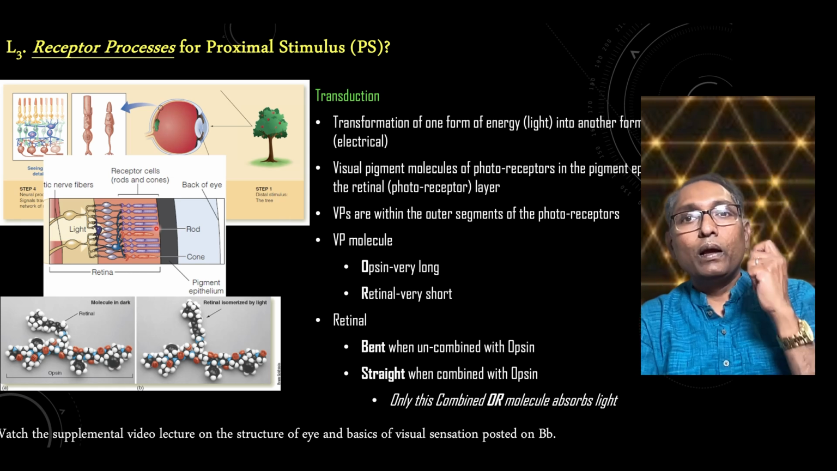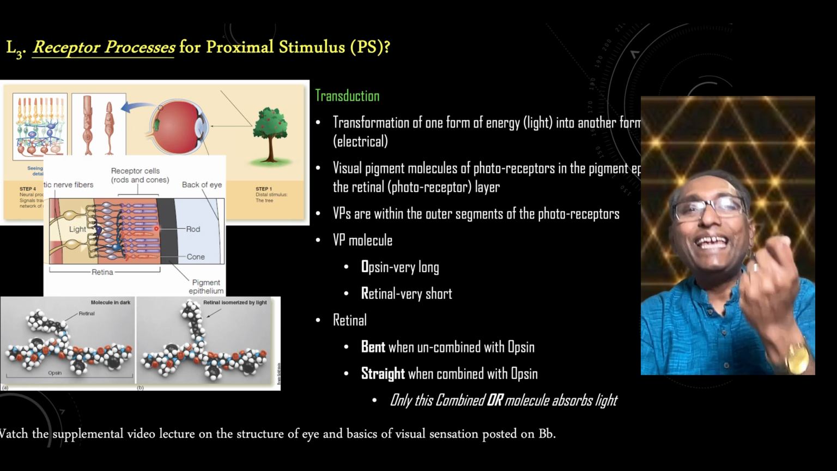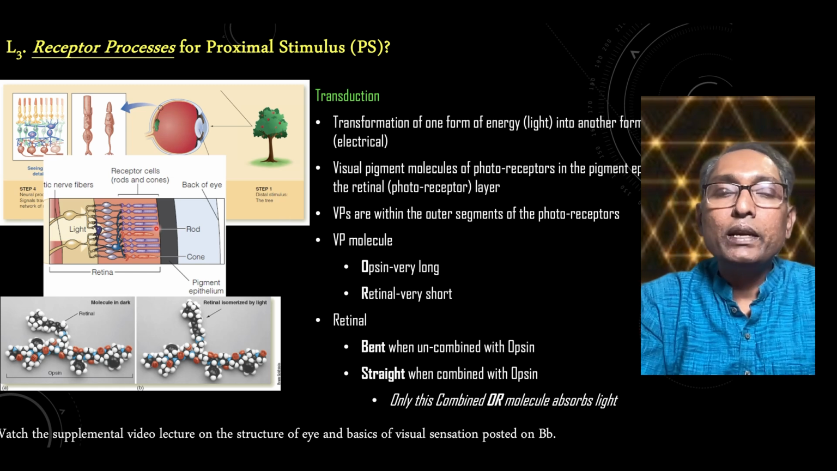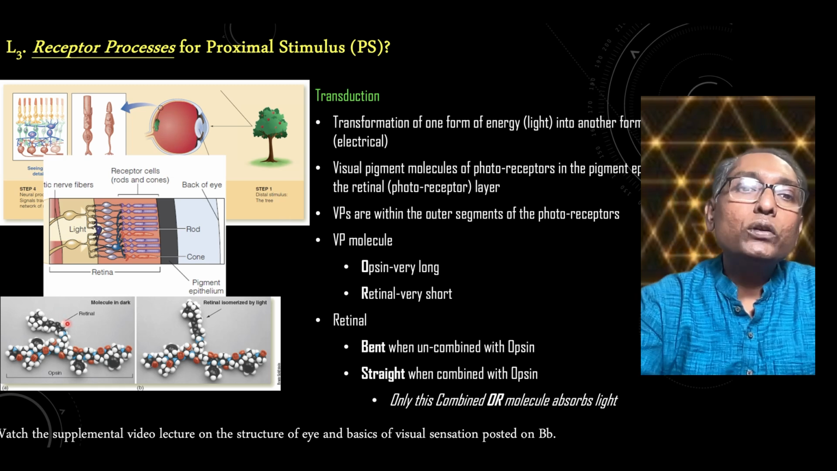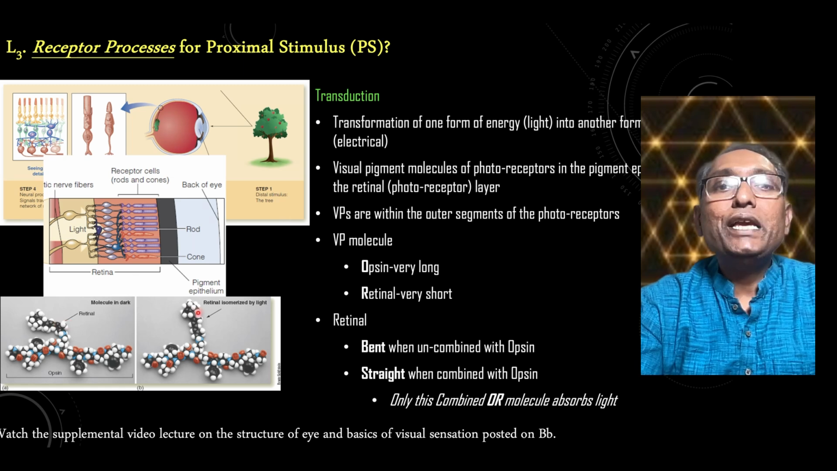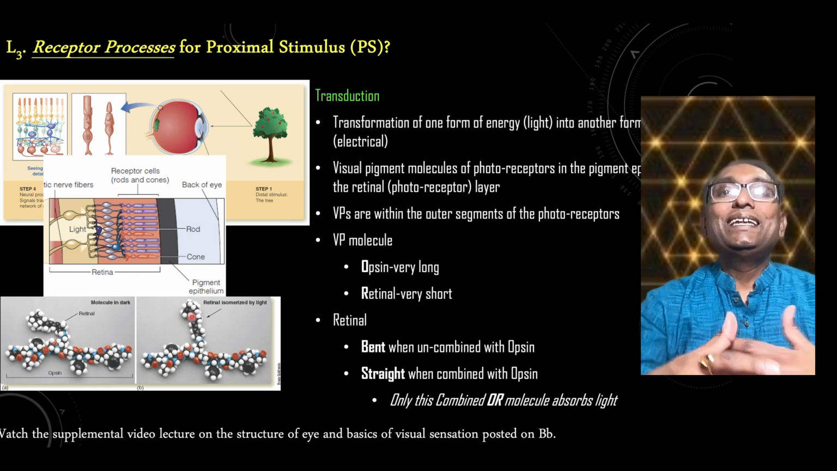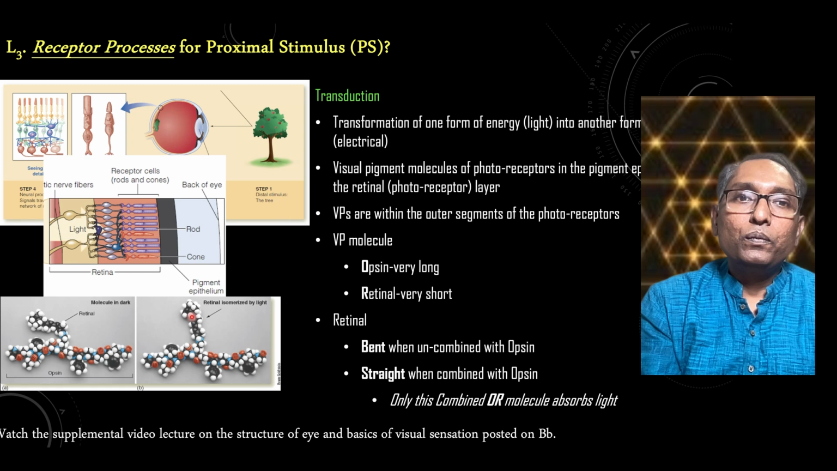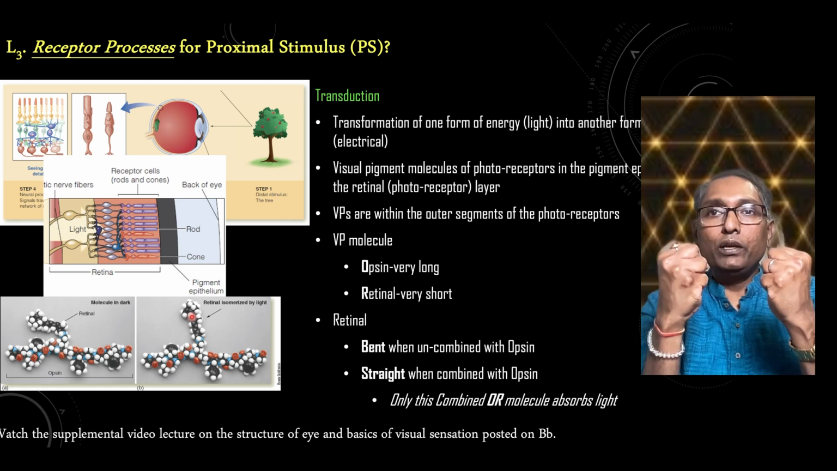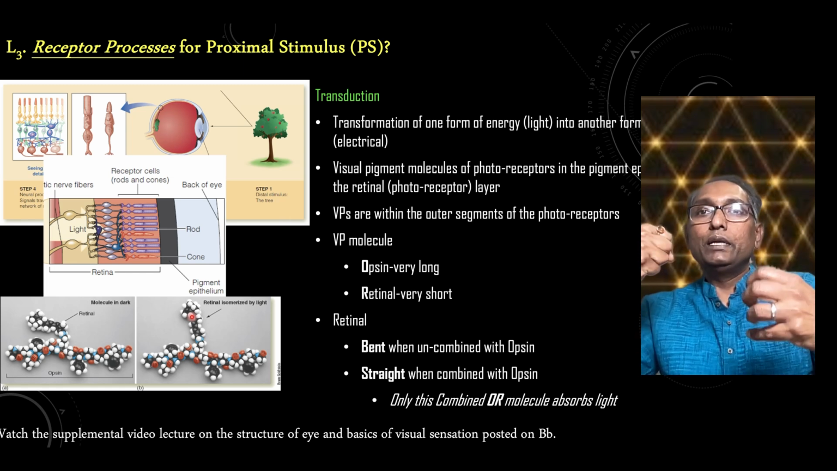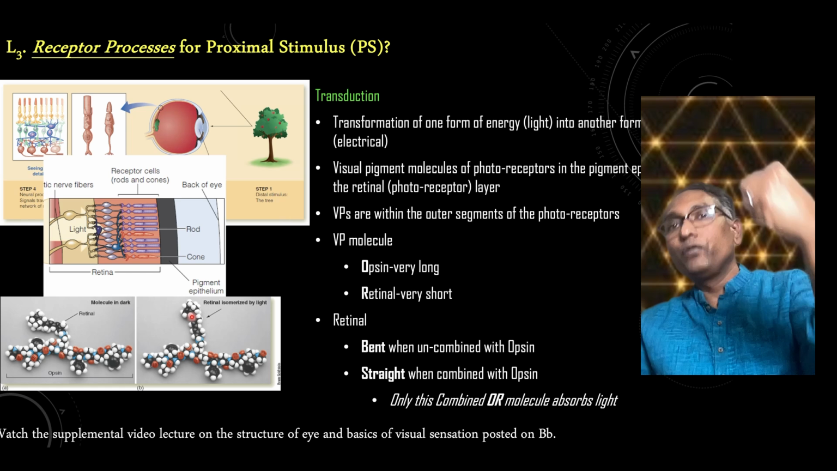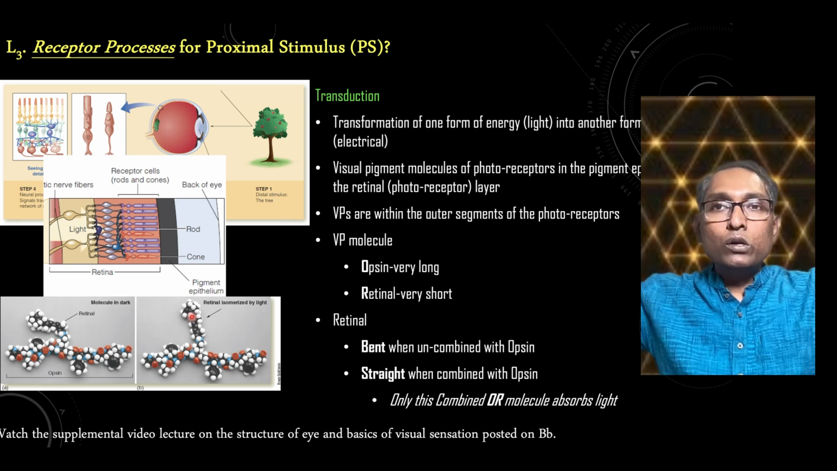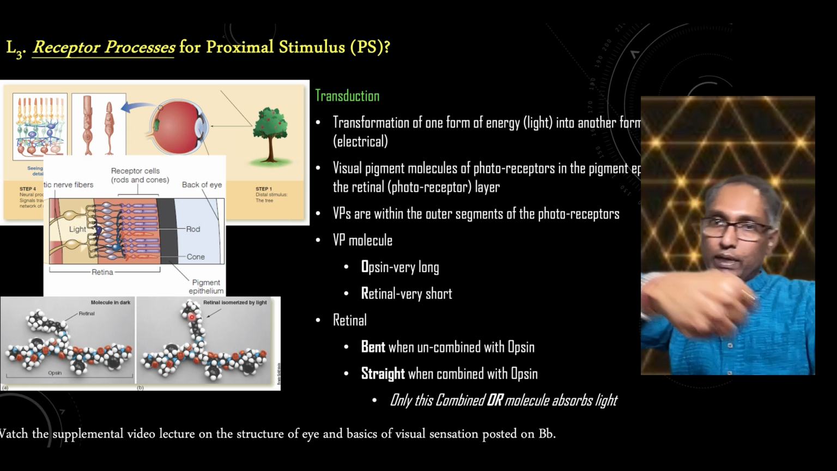Specifically, there will be visual pigment molecules in the photoreceptors. Once these visual pigment molecules get activated, they change their structure. It's kind of like one molecule getting activated, it activates a few more molecules, and it's really a chain of reactions of molecules getting activated.